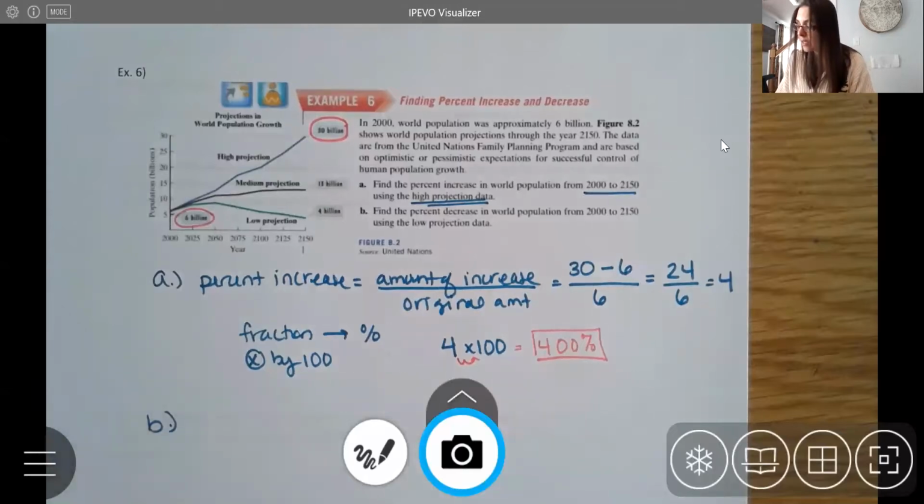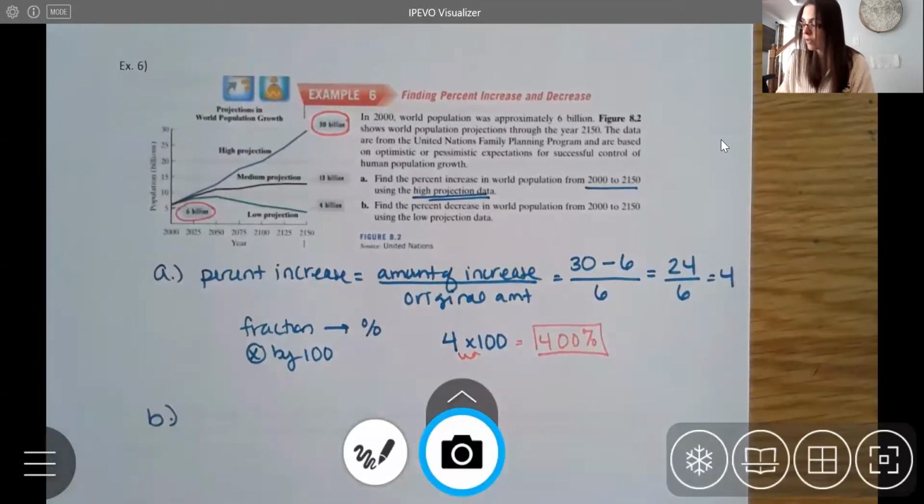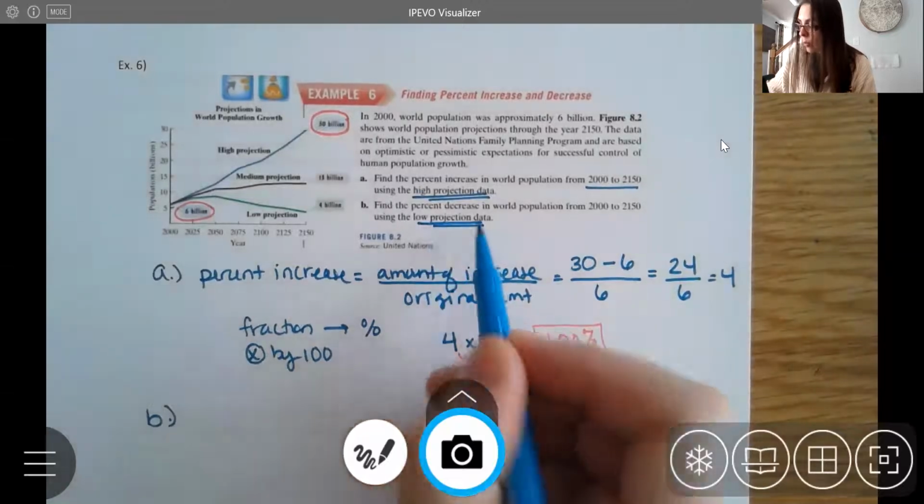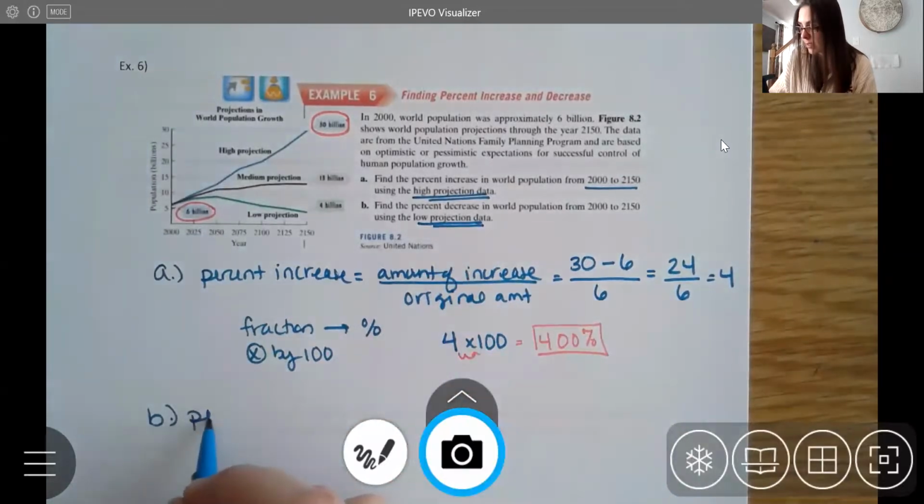Find the percent decrease in the world population from 2000 to 2050 using that low projection. So same idea.